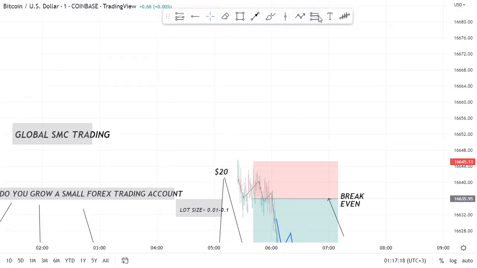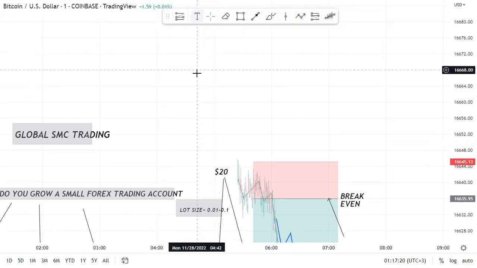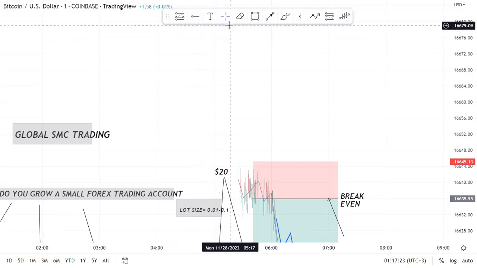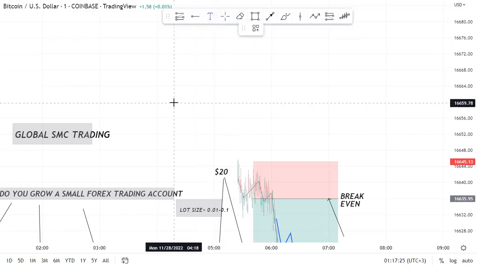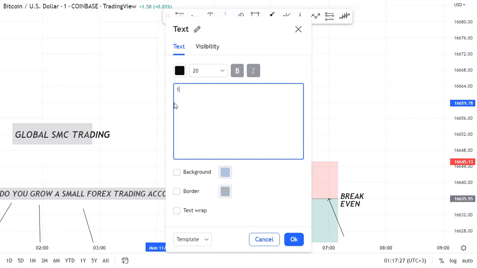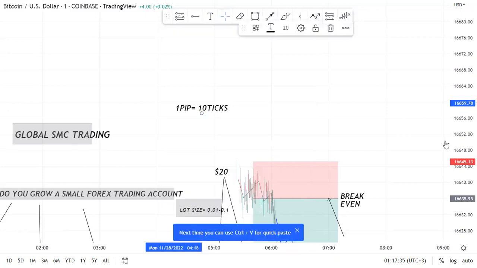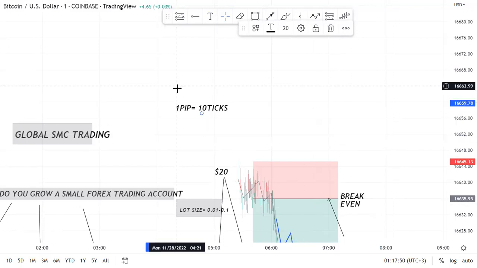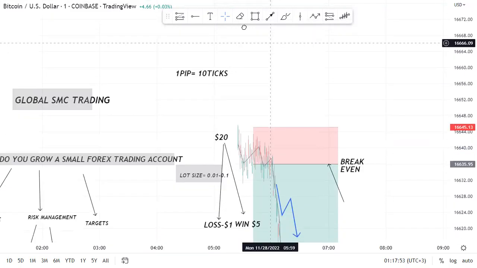So what are we seeing now? This is something that I know people don't know much about, or they don't take it seriously. 1 pip is equal to 10 ticks. If you check these numbers, here it's written 1.6659.78. These 7, those are what we call ticks. So we are saying 10 of them is 1 pip.